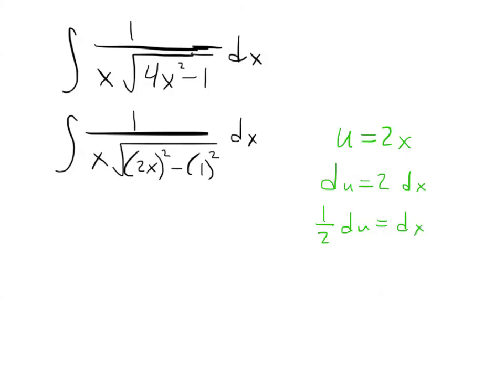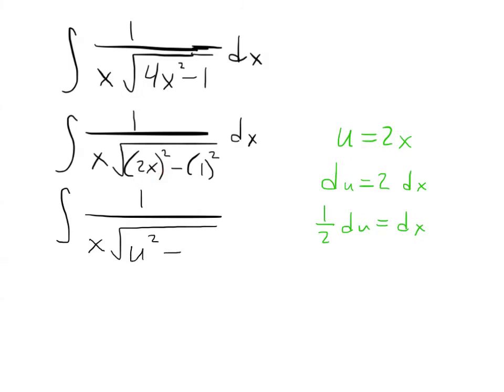And now I'm going to take these things and plug them back in. And you're going to see a trick from before. So this is the integral of 1 over, now I've got an x here, and we'll have to deal with that. This will be the square root. And the whole point of this was so that I could say this is u squared minus 1 squared. And then my dx on the end is 1/2 du. Right?